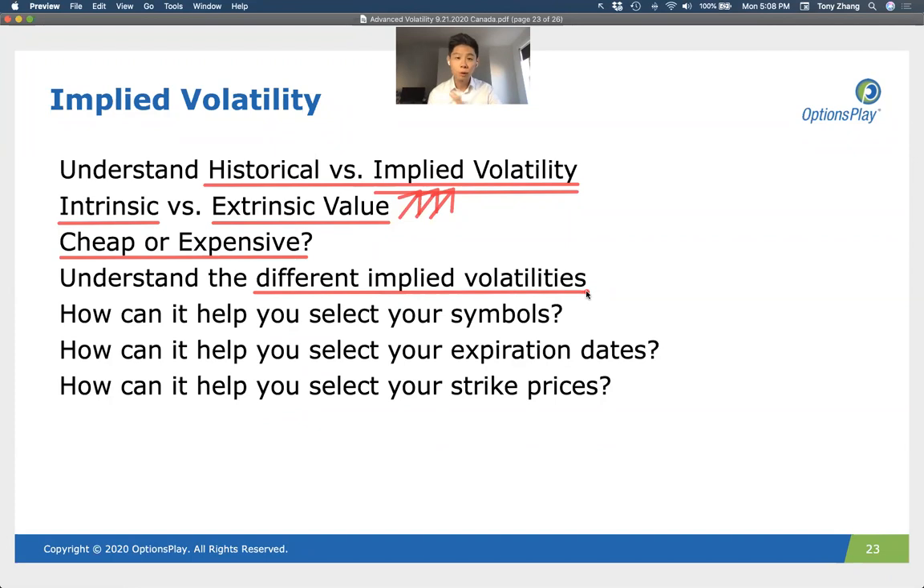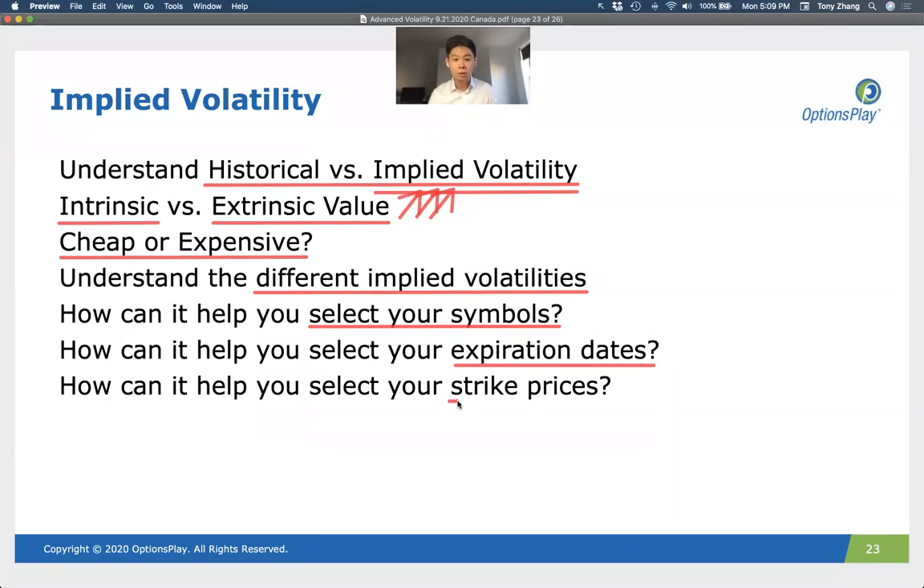And all of this flows back into how do you select your symbols? Because generally speaking, options traders will want to look at symbols that have very high implied volatility for option selling strategies. They want to search for low implied volatility stocks to buy options. How do you select your expiration dates? You want to look at the expiration date cycles and see where there is an expiration that has particularly higher volatility versus another one that has particularly low volatility. And you generally want to optimize around buying low volatility, selling high volatility.